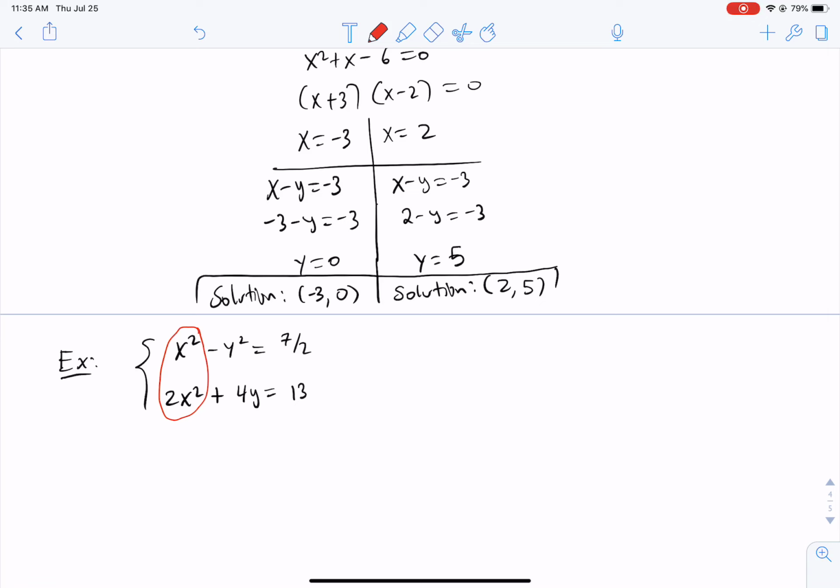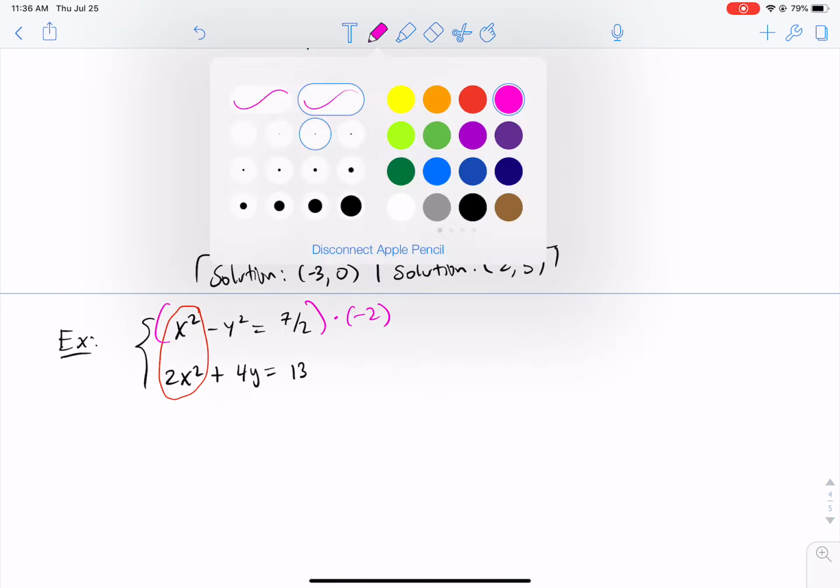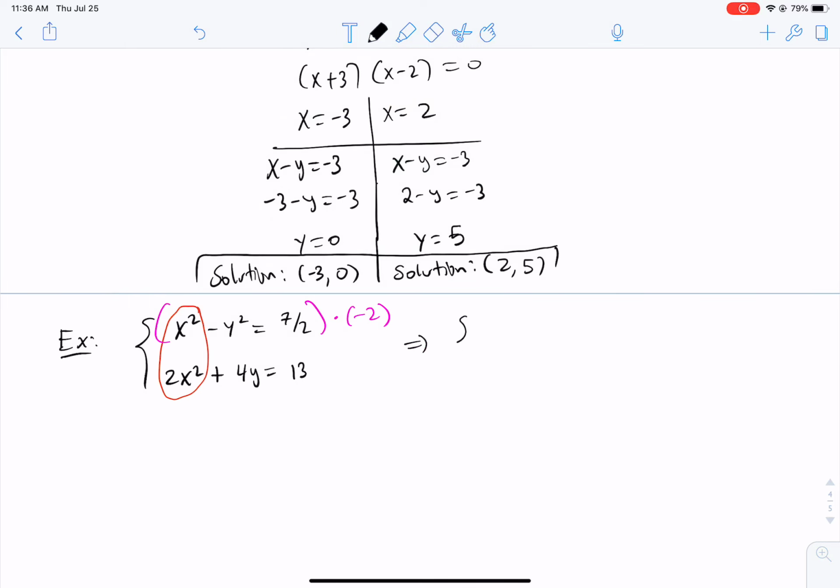So we shouldn't aim to cancel out the y variables. We should aim to cancel out the x variables. So I'll multiply the first equation by -2. Not only do I want to have 2x squared, I want to have negative 2x squared. So when I add them up, they will cancel out. So I will get this system of equations, right?